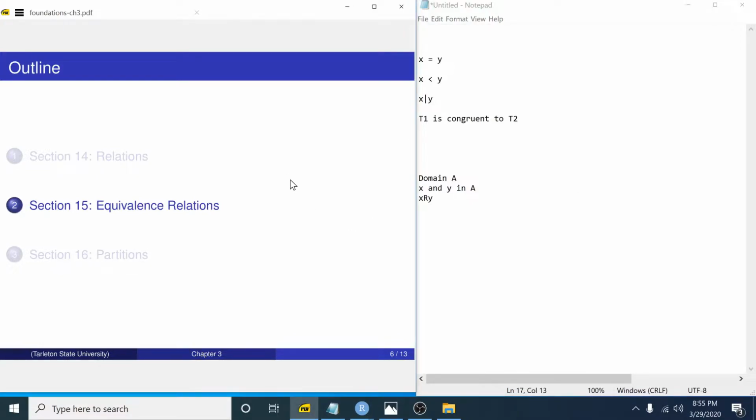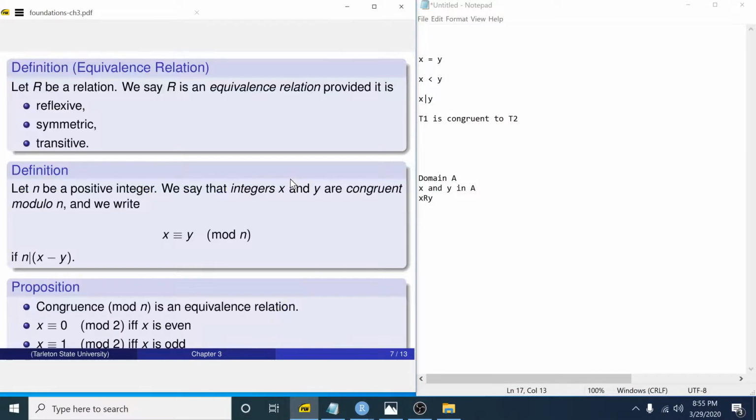So with all of that in place, let's actually take a look at what an equivalence relation is. So this is the definition we're going to be working with here. It says, let R be a relation. We say R is an equivalence relation, provided it is reflexive, symmetric, and transitive. So any relation that has these three properties, reflexive, symmetric, and transitive, is an equivalence relation.